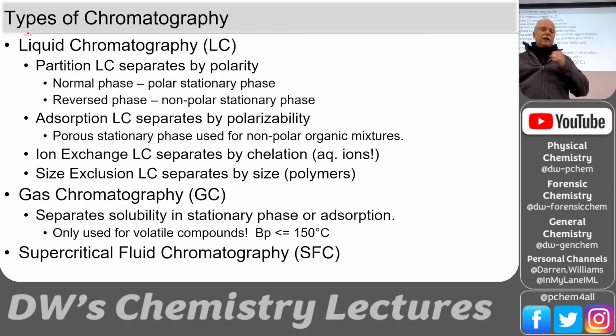Okay. Now let's talk about other kinds of partitioning and separations. So we have liquid chromatography, gas chromatography, supercritical fluid chromatography, and there's different kinds of phrases or terms that we have for these. So let's look at liquid chromatography. It separates molecules by polarity, and originally we used a polar phase. So a polar stationary phase was the OG, if you will, and so that's why we call it normal phase chromatography. So that would be aluminum oxide.